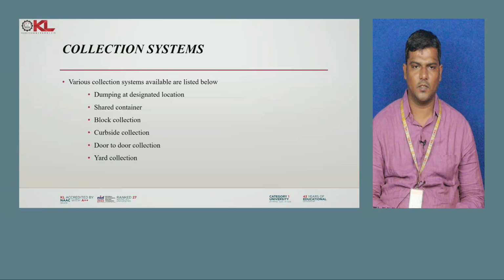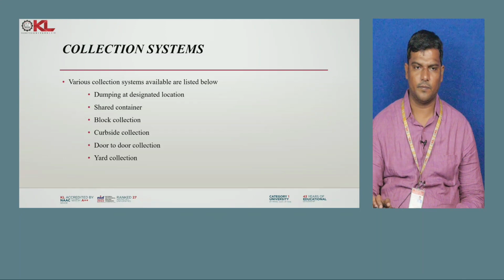What are the various collection systems available in our general day-to-day life? First one is dumping at a designated location. Generally, at the last part of our street, they designate one location with a dumper, so that we can go there and dump our waste. Next is the shared container, which we share with other people. Next is the block collection system, then the curbside collection, then door-to-door collection as well as yard collection. These are the different collection systems available in our day-to-day life.